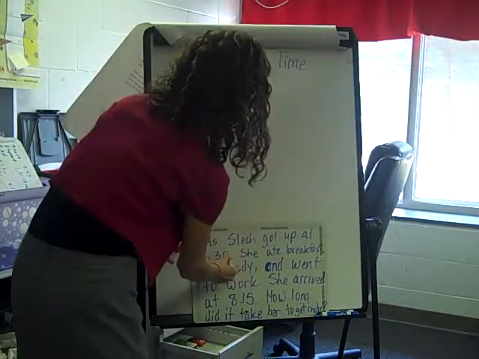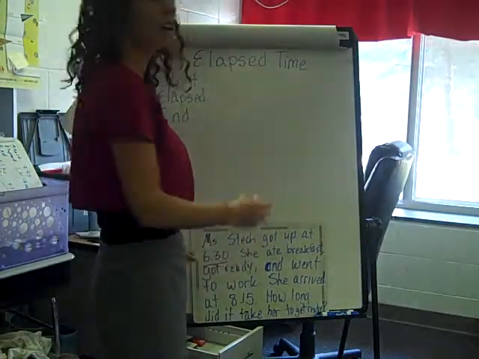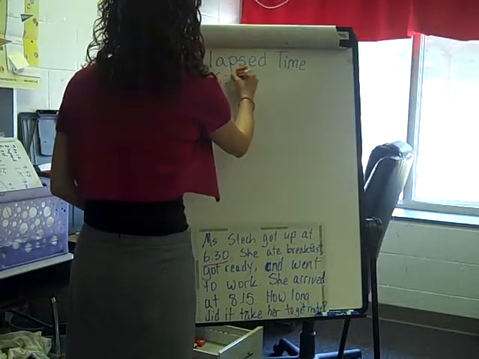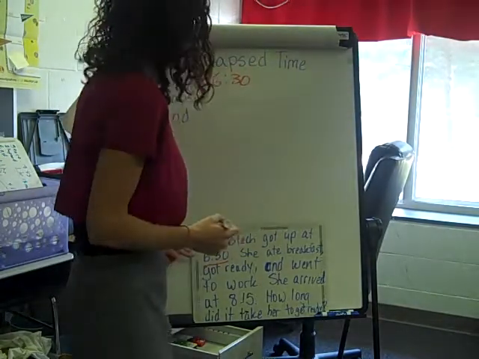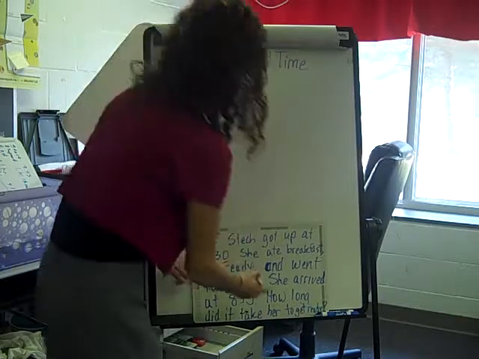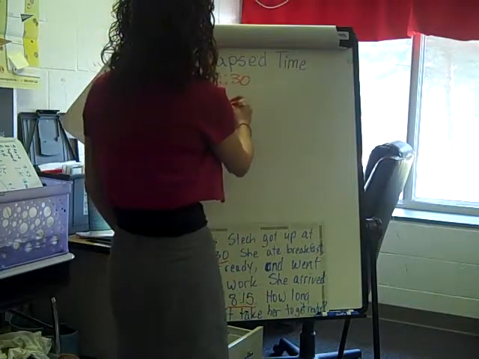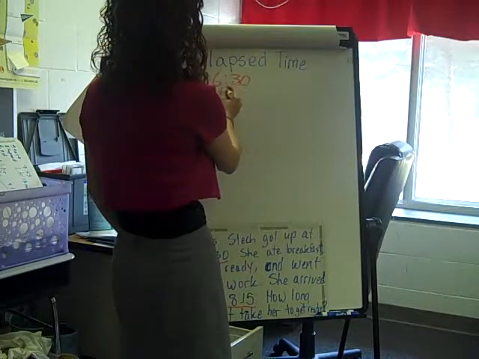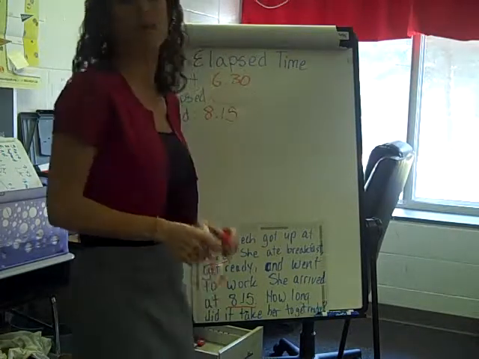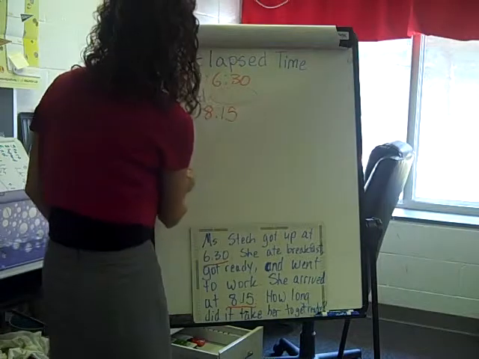Well, she got up at 6:30. That's going to be your start time. So she got ready and arrived at 8:15. Well, she arrived there, that's going to be your end time. So we're trying to figure out, in this case, the elapsed time. Set up your timeline.